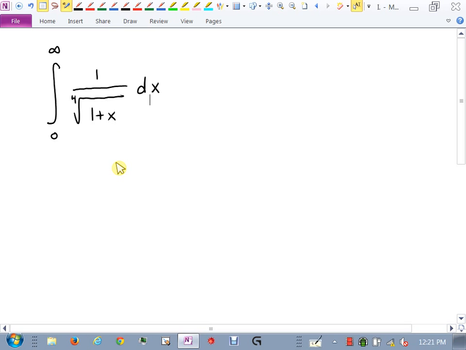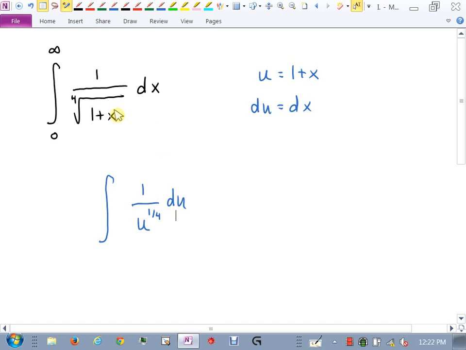What you thinking? Can you integrate it? Basic u sub. What's your u sub going to be? 1 plus x. What's that derivative there? dx. You have dx, don't you? This integral now becomes the integral of 1 over u to what power? 1/4 du.